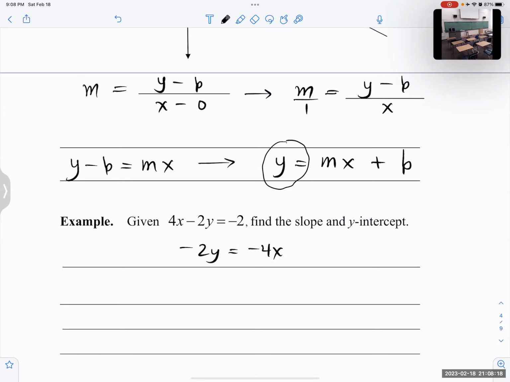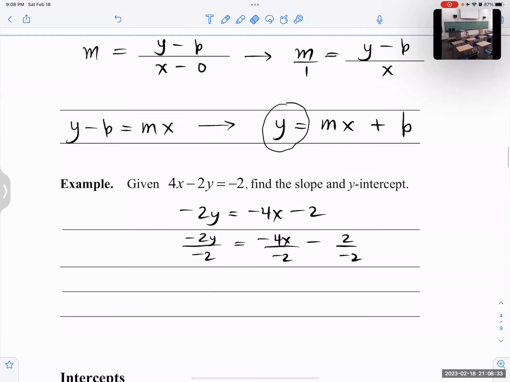So we get -4x on the right side minus 2. And if we divide all terms by -2 and simplify, then we have y equals +2 is the slope times x minus a negative becomes +1. So this is slope-intercept form, y equals mx plus b. Therefore, the slope is +2, and b is 1, so the y-intercept is 0, 1.